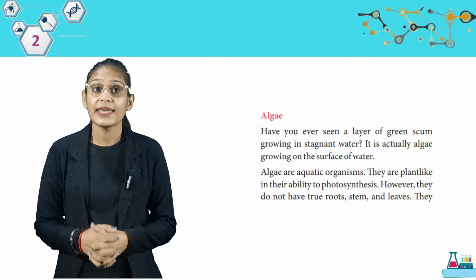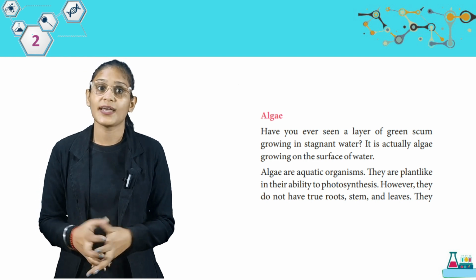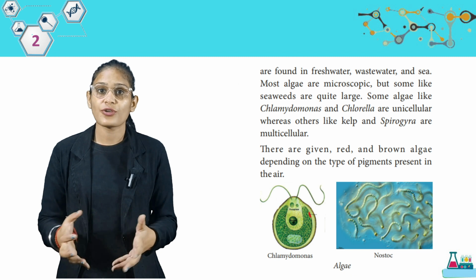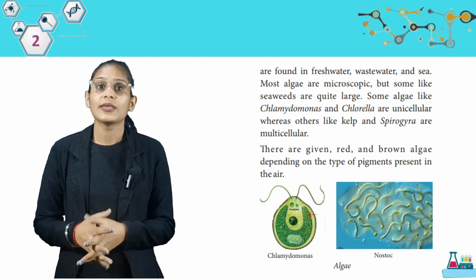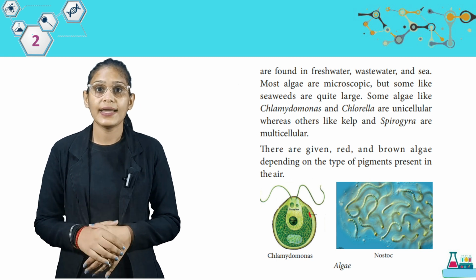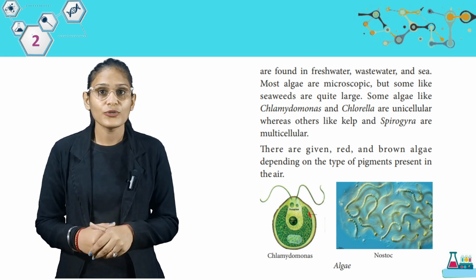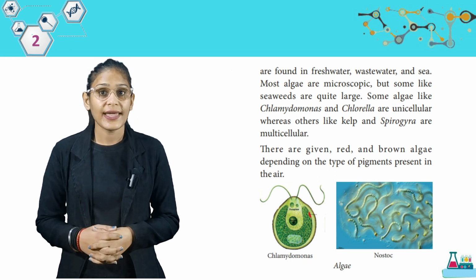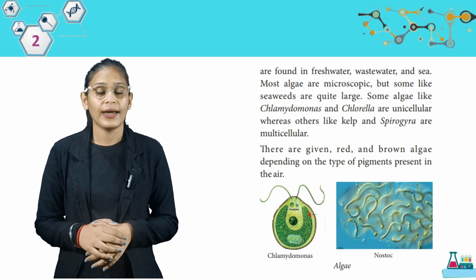They are plant-like in their ability to photosynthesize. However, they do not have true roots, stem, and leaves. They are found in fresh water, wastewater, and sea. Most algae are microscopic, but some, like seaweeds, are quite large. Some algae, like Chlamydomonas and Chlorella, are unicellular, whereas others like kelp and Spirogyra are multicellular.